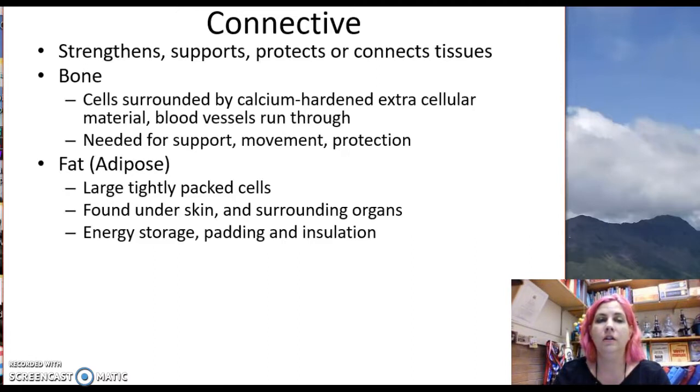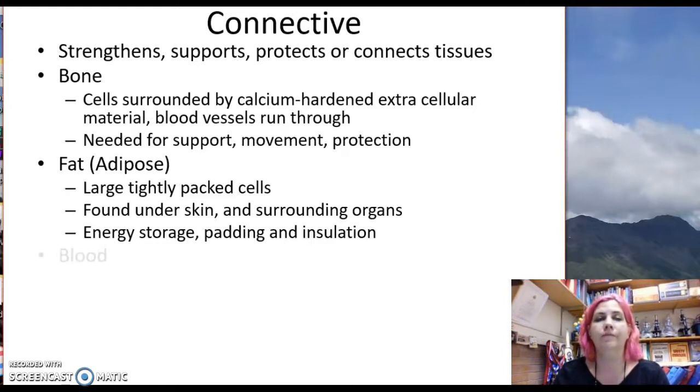That's an insulating layer, so that when you go outside into the environment, your body doesn't start to freeze right away. But also you have adipose tissue as padding surrounding your organs. So your heart actually has a layer of adipose tissue surrounding it to protect your heart. So it is also protective, and you have adipose tissue protecting all your internal organs as well, sort of giving a layer of cushioning.